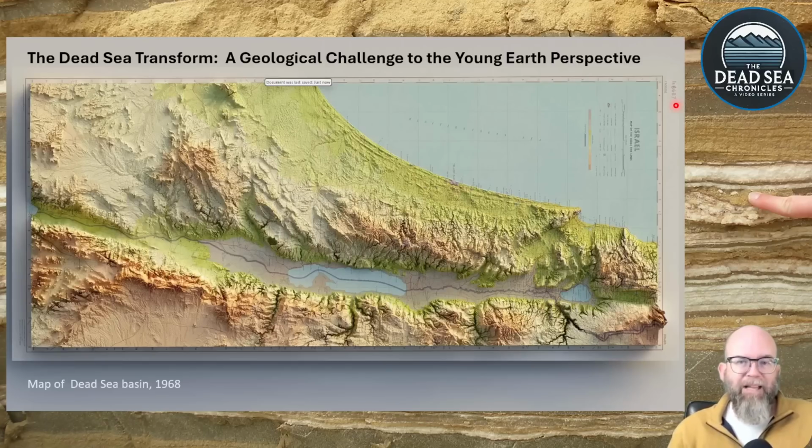Then you also have to have the basin form. That basin has to then fill with sediments. Where did those sediments come from in such a short period of time? It's very difficult to reconcile this with catastrophic formation in just a few thousand years, or as I'm going to show you, you're going to need a lot less time than that.